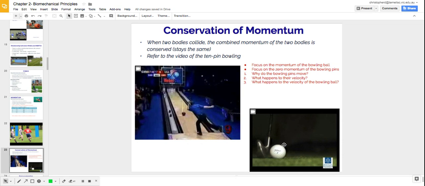The same can be said about a golf ball. When the golf club comes through in contact, the ball currently has zero momentum. The conservation happens, the force is applied, the ball will increase its velocity, and the velocity of the golf club will decrease. But if you combine them, it is staying the same.